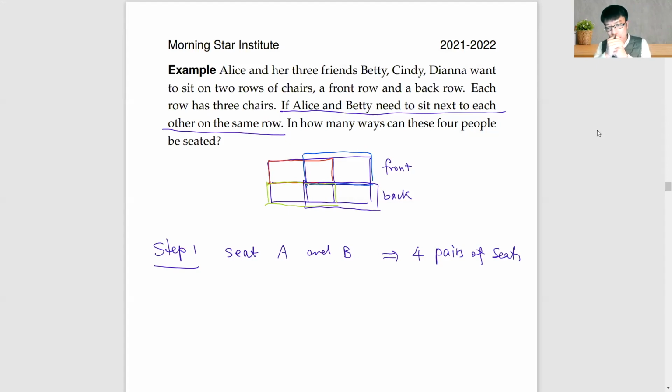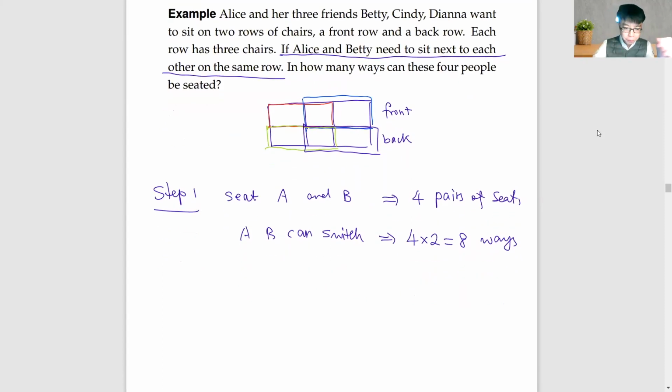But even though A and B should be next to each other, there's still some freedom, right? A and B can switch, A on left or B on left. So that corresponds to 4 times 2 equals 8 ways. There are 8 ways to sit A and B. First, we take one pair of 2 seats, and there are 4 choices. Next, we can switch these two, so we determine direction. So totally there are 8 ways. You can also consider this switching as another step, but here, let me combine it.